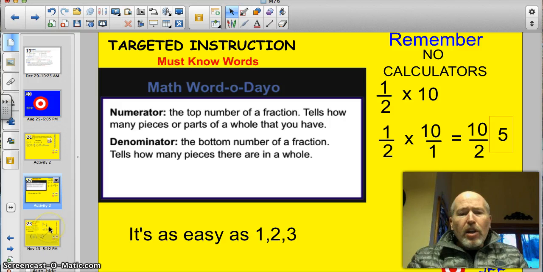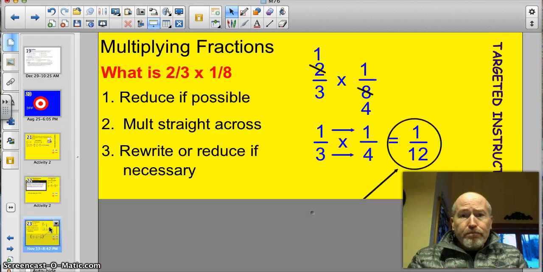Okay, let's take a look at the step-by-step instructions about how to do what I've just done. It's really a 3-step process. First, 2/3 times 1/8. Here's my 2/3 and here's my 1/8. Reduce, if possible, it'll make your life a little bit easier. So look, I can't divide 2 and 3 by any numbers, but now I can divide diagonally. I can divide this number by 2, which is 1 times 2. I can divide this number by 2, which is 4 times 2, right?